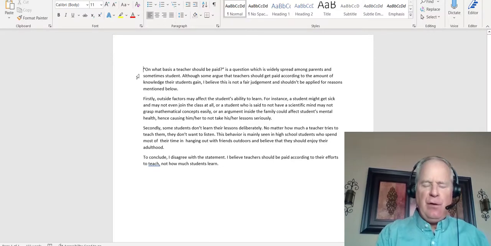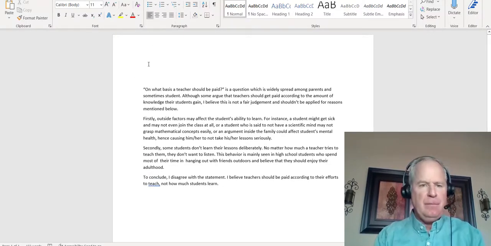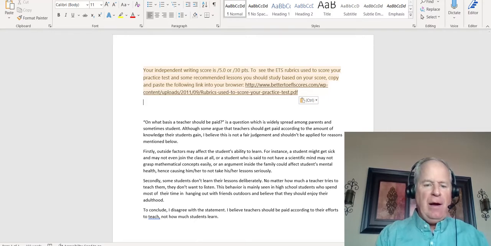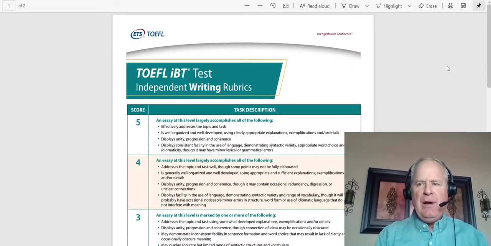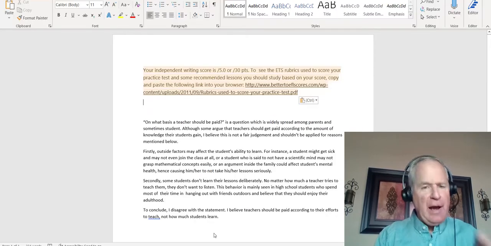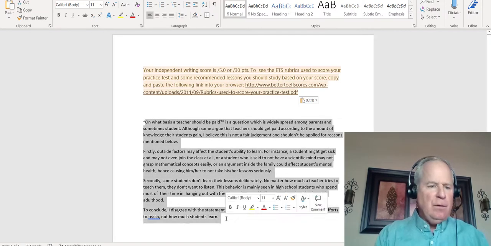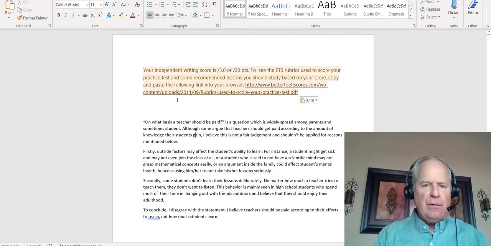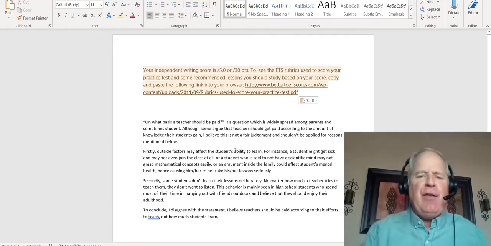Okay, the first thing is, let's go ahead and take a look at it. I also have the rubrics right here, so I can have a general idea how you did. I'm looking at it, I'm not kidding you, for the very first time. So it looks like we have 234 words. We do not really have a thesis here. You say, "I believe it's not a fair judgment and shouldn't be applied for reasons mentioned below." And then you have "outside factors may affect students' ability to learn." You just simply don't have enough development.